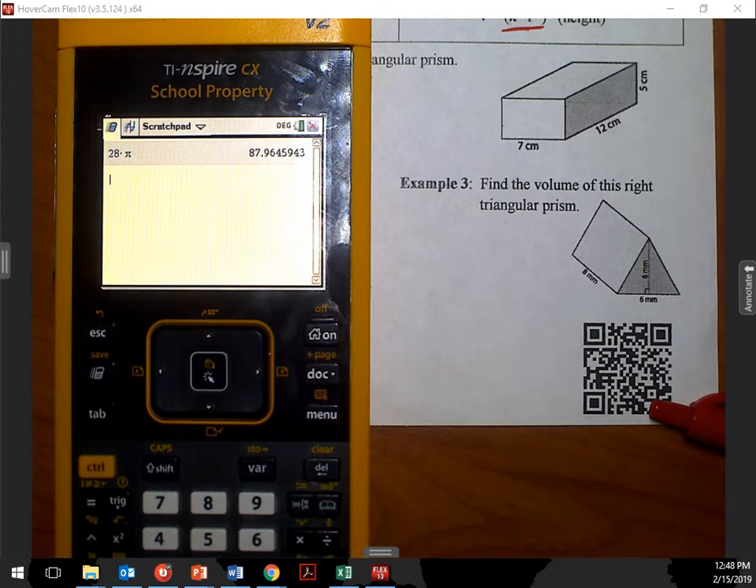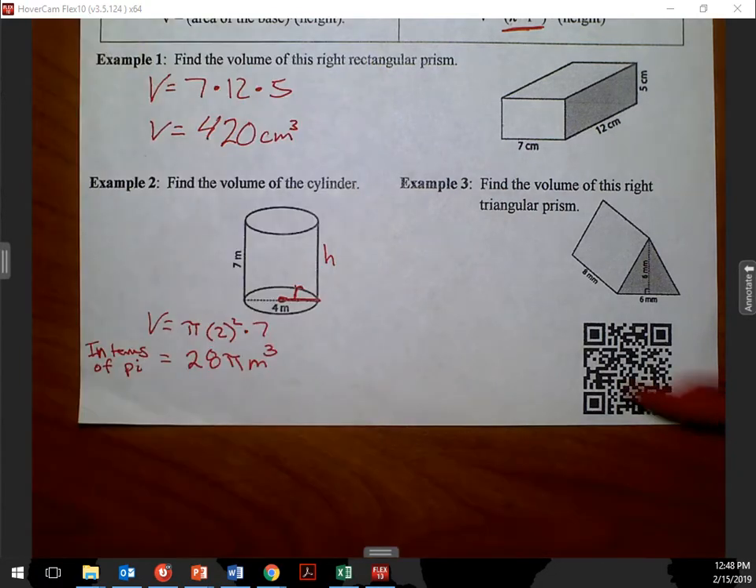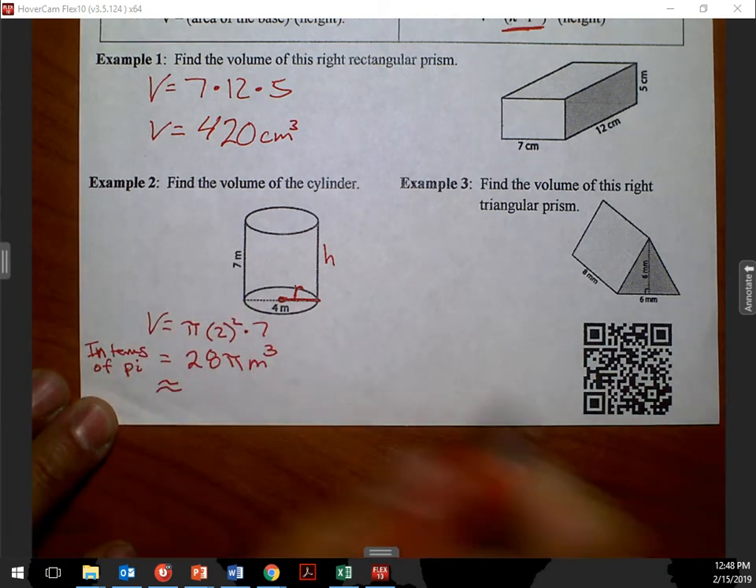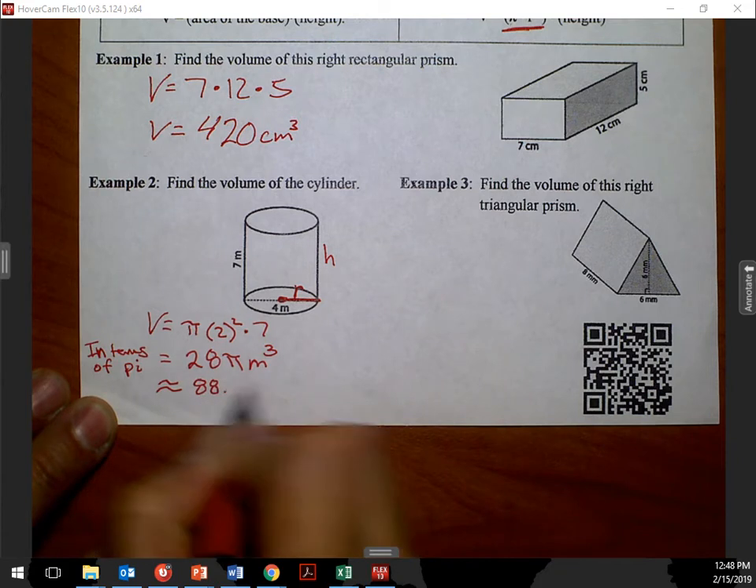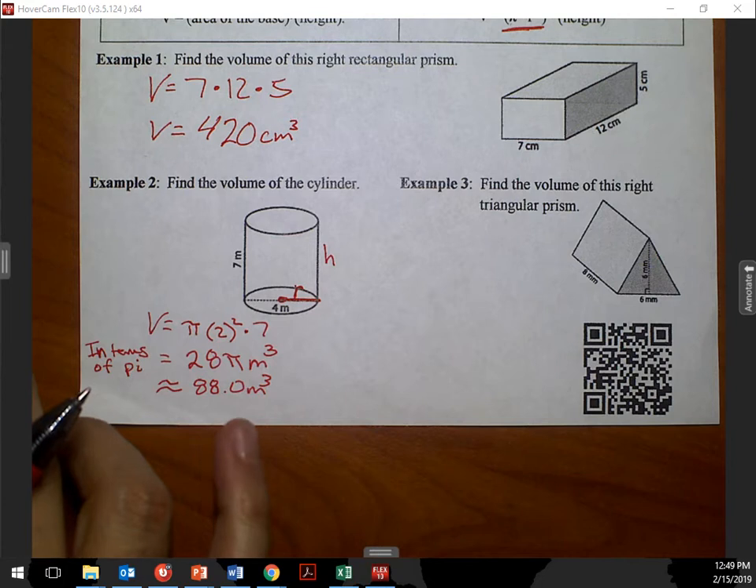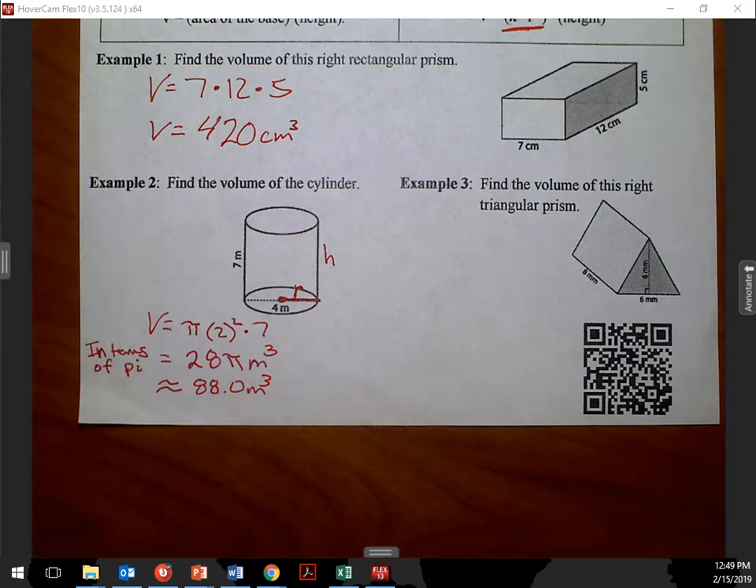If I'm rounding this to the tenth, what would my answer be? 88.0. You have to put the 0. You're rounding it to the tenth. So here's the symbol for rounding. Approximately 88.0 meters cubed. Are we okay there? Yes, we are.